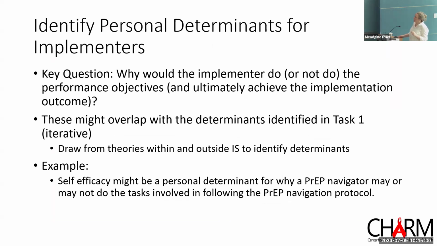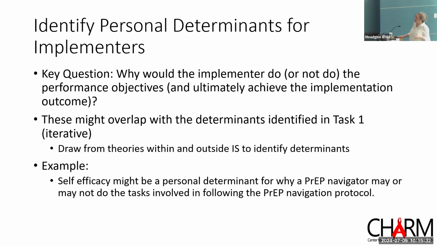Okay, so now you have your implementation outcomes and your performance objectives. Now what you want to identify are the personal determinants for implementers. What this means is really: why would the implementer do or not do their performance objectives and ultimately achieve their implementation outcome? These determinants might, and probably will, overlap with some of the determinants you identified in task 1. And that's why I said it's kind of iterative. So you might go back to task 1 and pull out some of the determinants you've identified.